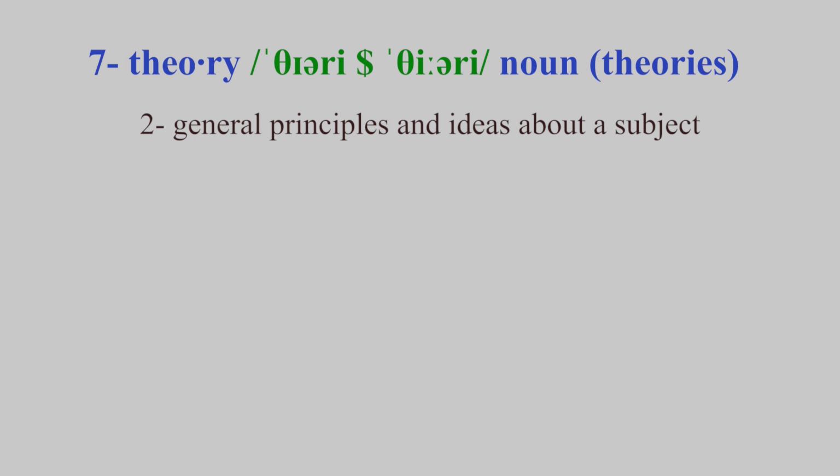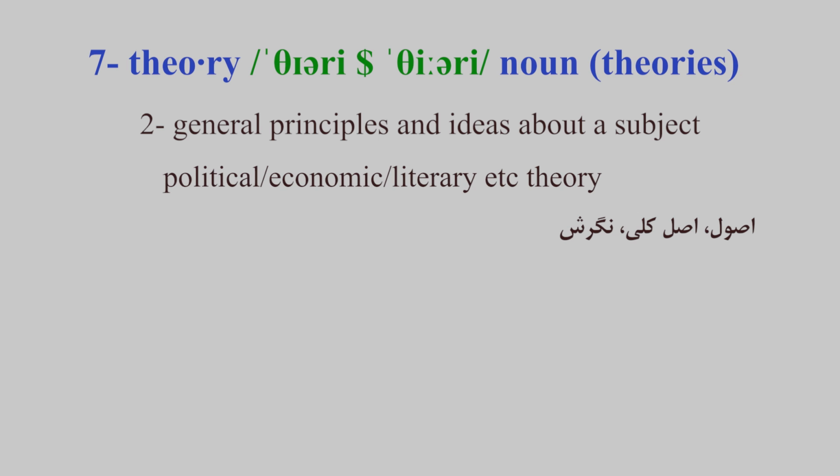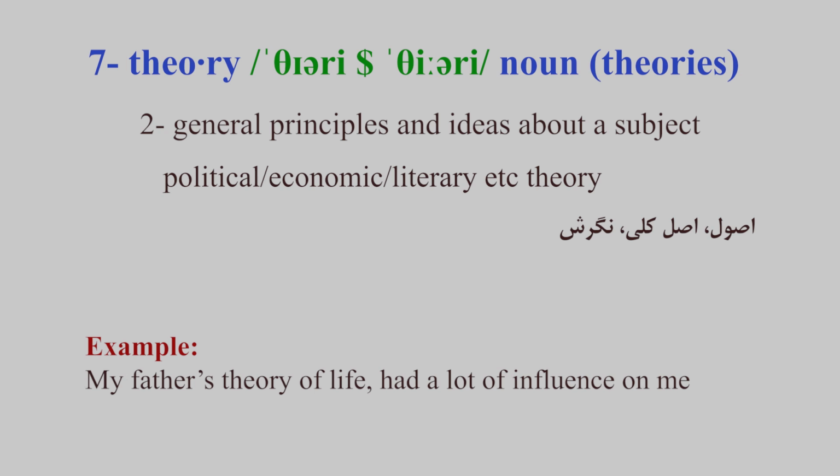And the second meaning is general principles and ideas about a subject. You know, it is mostly general. And look at these collocations: political theory, economic theory, literary theory, or agricultural theory, and whatever. An example: my father's theory of life had a lot of influence on me. Maybe my father had a special theory and it worked.